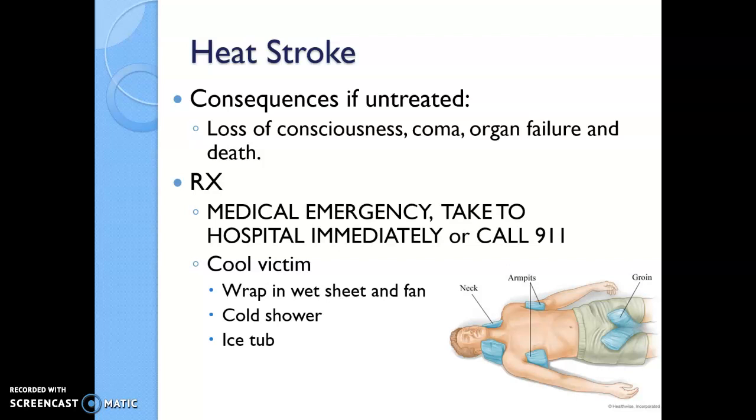If you don't have that, you can wrap them in something wet, just like a wet piece of cloth, sheets, towels, put a fan on them. You can also place ice packs in the areas of the picture on the right, which are going to be our 3 main areas to cool our body. So you can see ice packs on the neck, armpits, and groin, and that's because it's going to help cool down the blood the fastest in those areas. If they are conscious, you can have them take a cold shower, but we just use a cold tub with some ice in it at a specific temperature in order to cool the body down very rapidly.